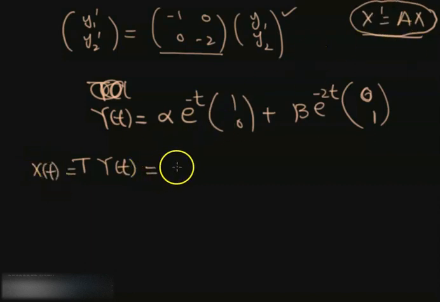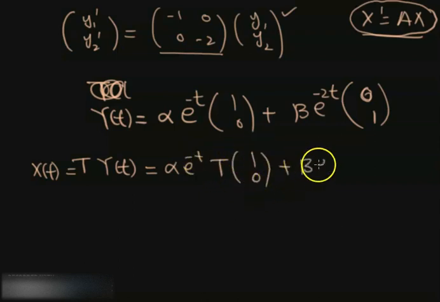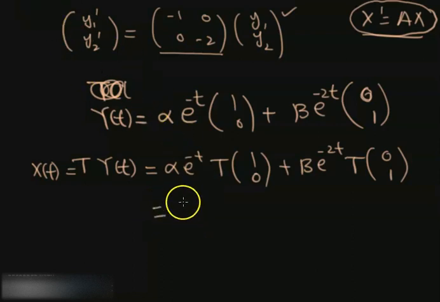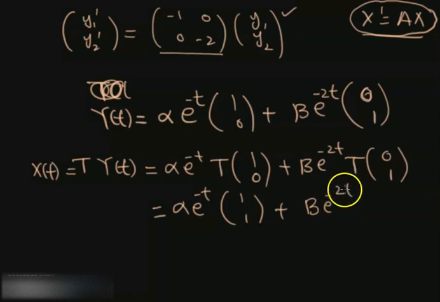So you just will multiply T: alpha e to the minus t, T will be operating onto [1 0], plus beta e to the minus 2t, and then T will be operating onto [0 1]. And then you can easily show that this is e to the minus t with [1 1] plus beta e to the minus t, this is [0 1].